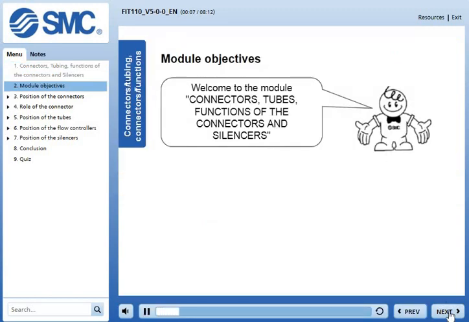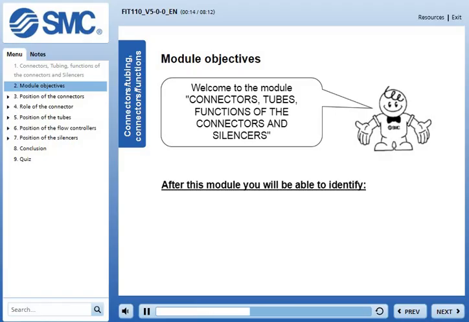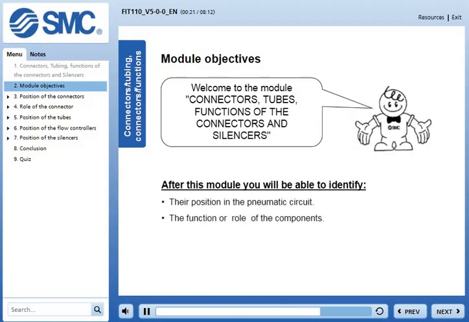Welcome to the module Connectors, Tubes, Functions of the Connectors and Silencers. After this module, you'll be able to identify their position in the pneumatic circuit, the function or role of the components, the series that these components belong to.